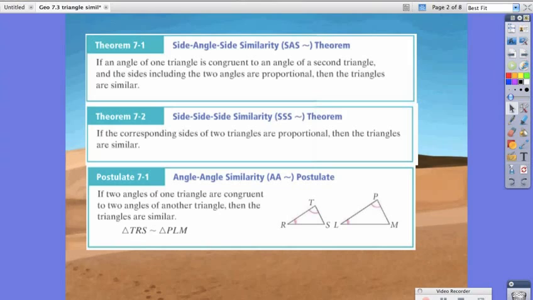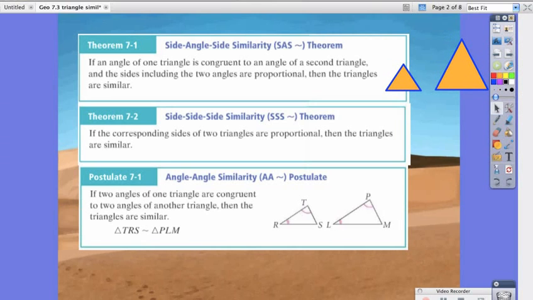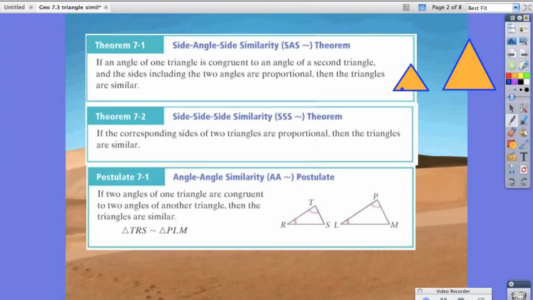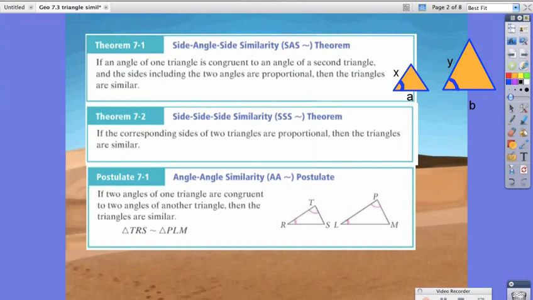And it states that if an angle of one triangle is congruent to an angle of a second triangle, and the sides including the two angles are proportional, then the triangles are similar. So all they're really saying here is that if we were to have, say, two triangles, and one of those angles, these two angles say, are congruent, and the sides, say, x and y are proportional to A and B, then these two triangles are similar.